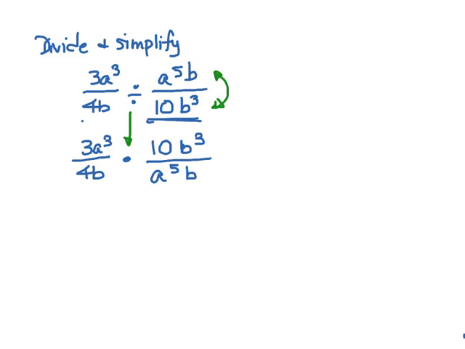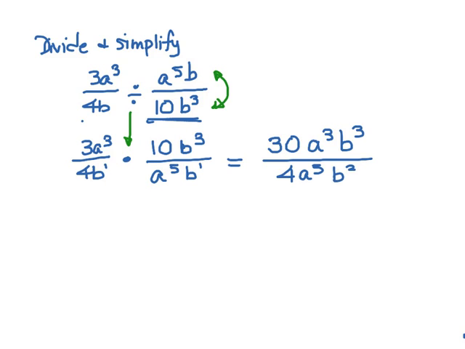Okay, so now we're back to a multiplication problem, which we've already done. So everything is a multiplication all the way across the top and all the way across the bottom. 3 times 10, we can just make that 30. And then we've got a cubed, b cubed. And in the denominator we have 4, and we've got a to the 5th, and that's just like b to the 1st, so I have a b squared. Now we should be able to simplify this very quickly.